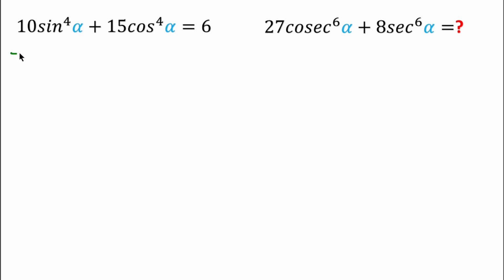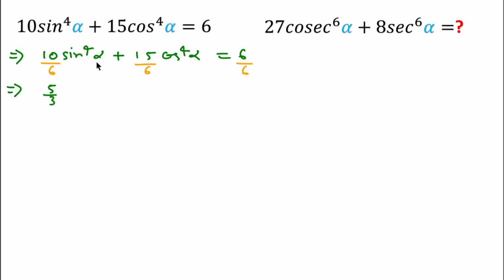You can see this. We can write this equation, that is 10 sin 4α + 15 cos 4α = 6, and if we divide this by 6, then we can write this as 5/3, and I can write sin 4α as sin²α into sin²α, plus this can be written as 5/2, and I will write this cos 4α as cos²α into cos²α, equal to 1.